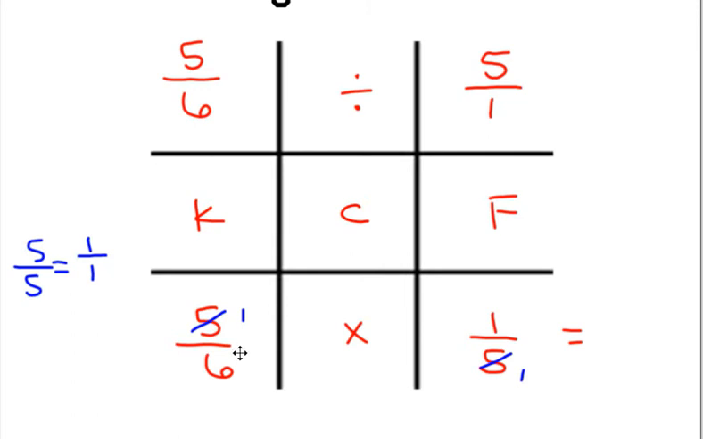Now, some of you may be thinking, why am I not going across? We cannot simplify across. We can only do up and down and diagonal. So 1 times 1 is 1. 6 times 1 is 6. And you cannot take this and make it a mixed number because it's a proper fraction. Okay?